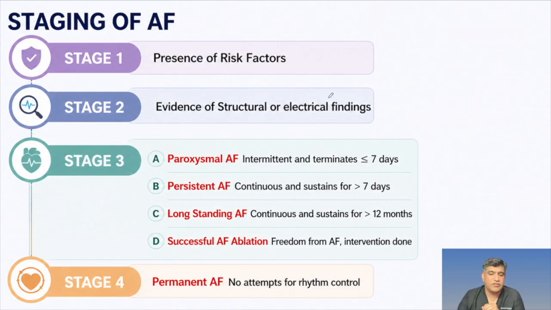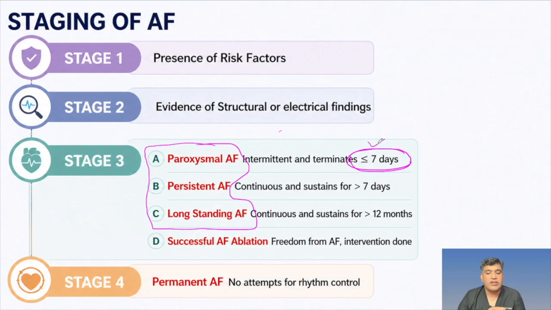Now the staging of AF. The staging of atrial fibrillation is not that important, but the most important part is stage 3, and out of this the most important is to learn and understand this nomenclature. What is paroxysmal AF? Paroxysmal AF is intermittent AF that terminates in 7 days or less. If the AF terminates in 7 days or less, it is known as paroxysmal AF. If it persists beyond 7 days, then it is what we call persistent atrial fibrillation.